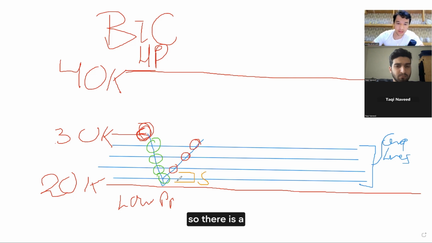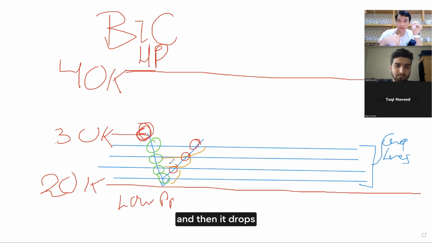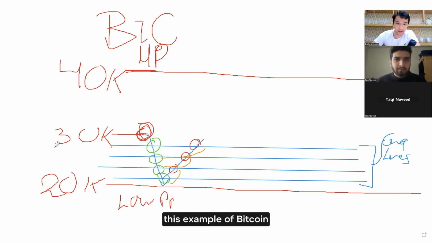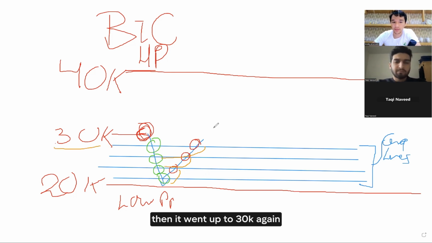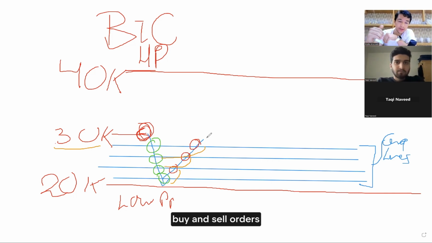So it buys low, sells high, it buys low, sells high, it buys low, sells high. What is this telling us? Even if you deploy a bot when the cryptocurrency is sitting at $10,000 and then it drops and then goes up to $10,000 again, in this example of Bitcoin, it was sitting at $30,000, it dropped to 20K, then it went up to 30K again. Because the bot was able to trigger buy and sell orders, you will be on a profit.